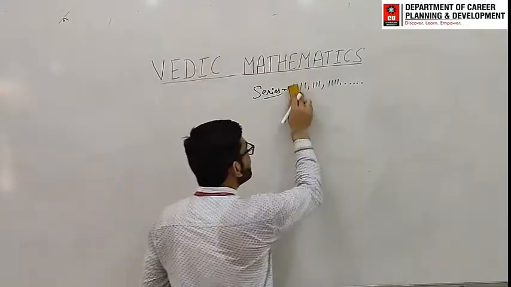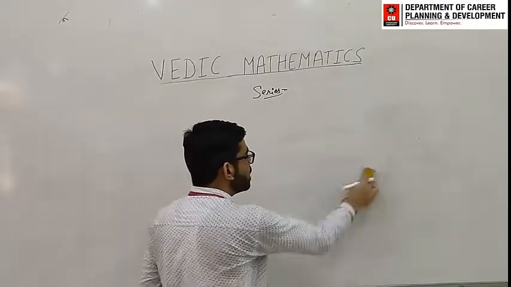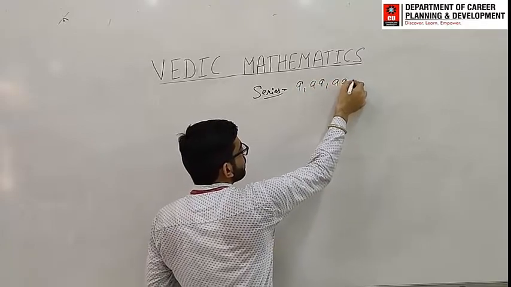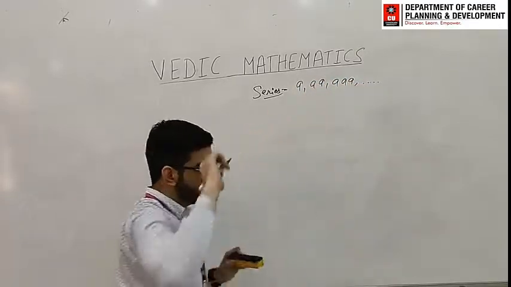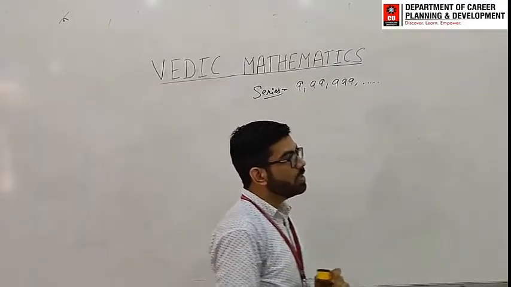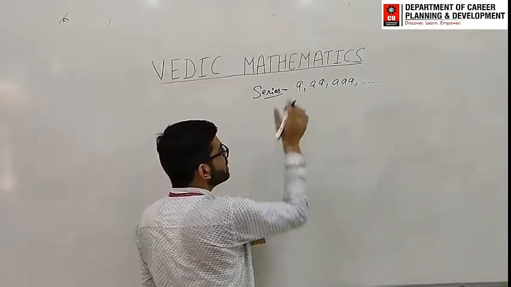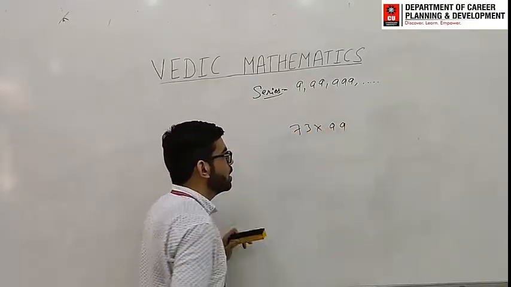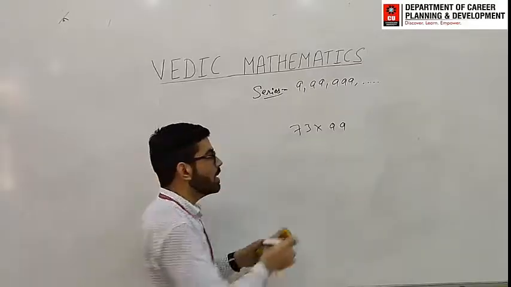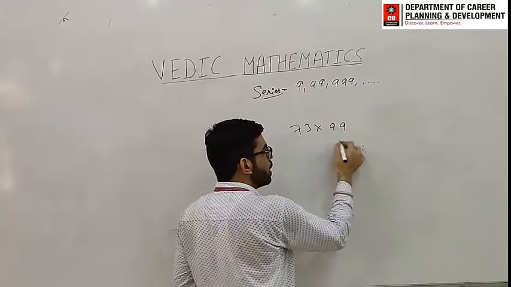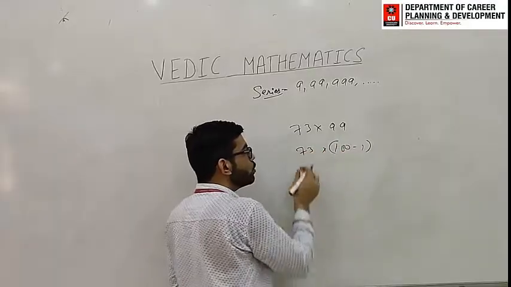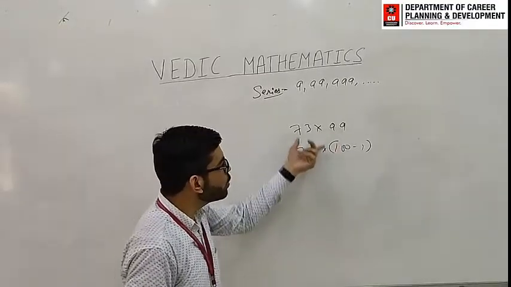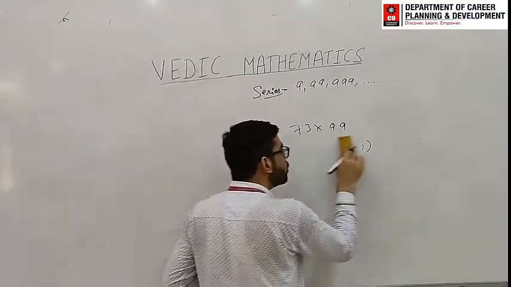Now let's move to the series with 9s. Wherever you multiply numbers by 9s, that means 9, 99, 999 and so on, the trick deals with this method. Just see, suppose we have to multiply 73 by 99. Now the trick is derived from the fact that 99 can be written as 100 minus 1. So what we are going to do is 7300 minus 73, which will be our answer. This is the same trick we are going to follow but in our mind.